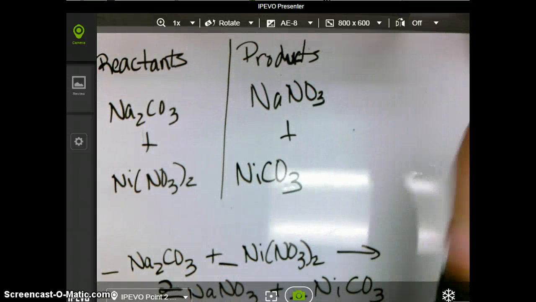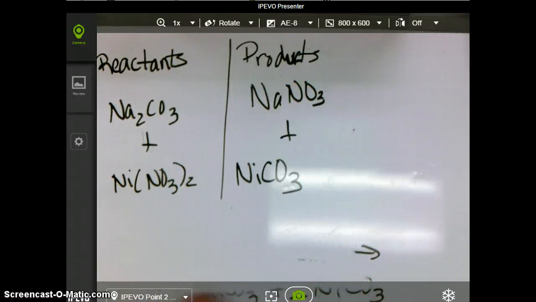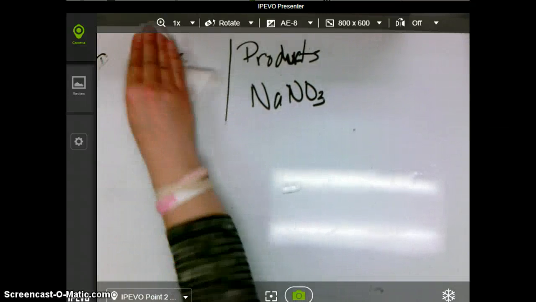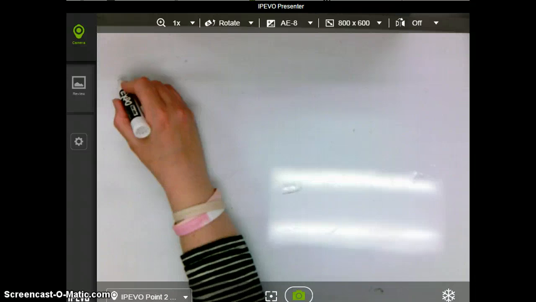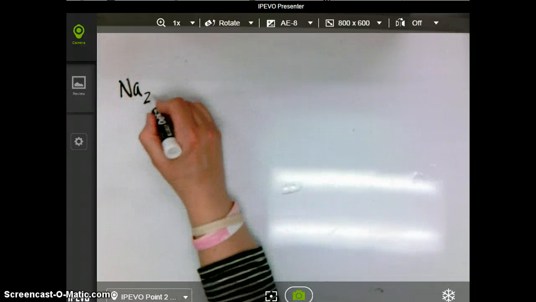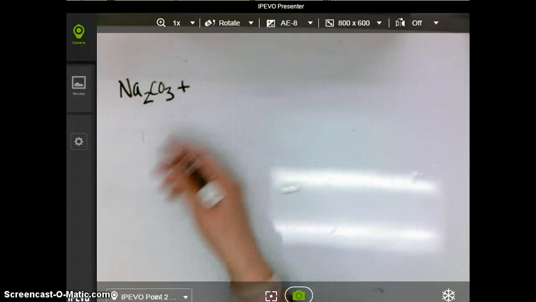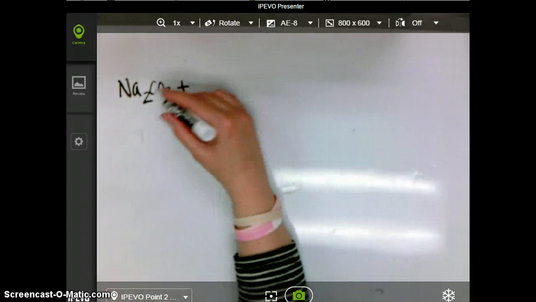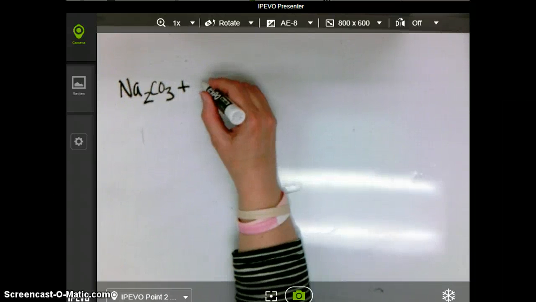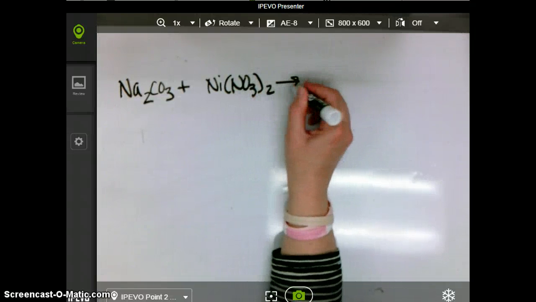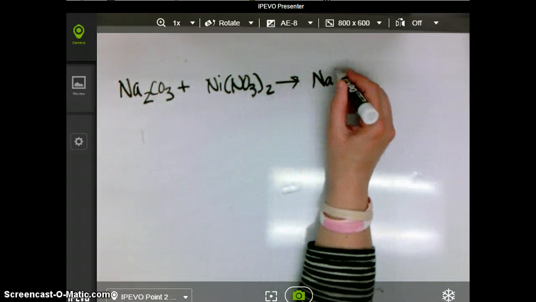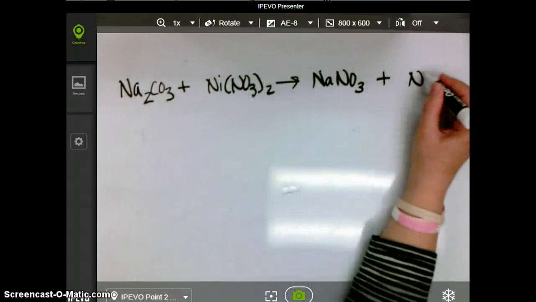The next column over on your PPT chart asks you to do the overall ionic equation. For us to do the overall ionic equation, we're going to need to refer to the solubility guidelines that you received. So I'm going to rewrite the balanced chemical equation so that, 1, you can see it, and 2, we're going to need it as our guide to figure out how we would lay out the overall ionic equation. So I've got sodium carbonate with nickel 2 nitrate, and that formed sodium nitrate and nickel 2 carbonate.